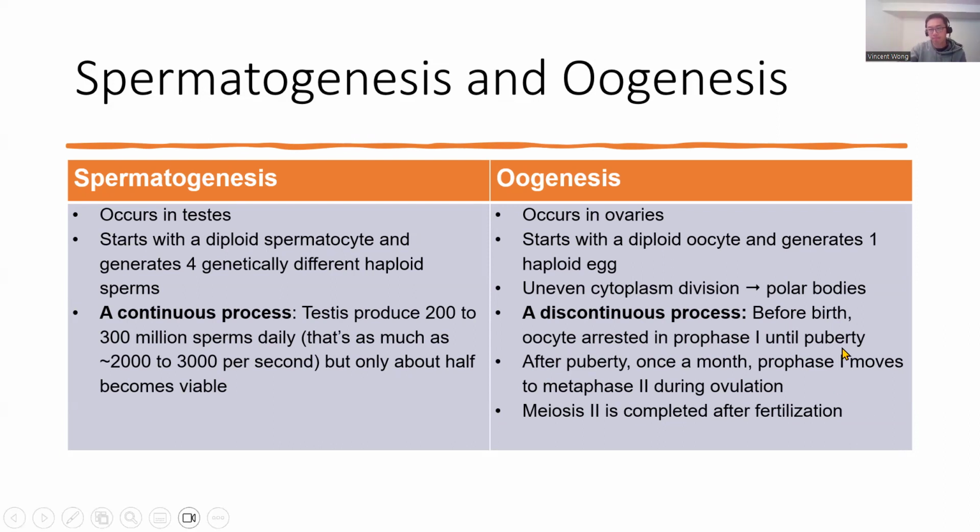puberty. So when puberty comes, once a month, prophase 1 will move to metaphase 2 during ovulation. So only 1 egg is chosen, so to speak, for each cycle. Sometimes there is more than 1 egg, and that's how people get non-identical twins. And then it gets suspended in metaphase 2. The process is only completed after fertilization.